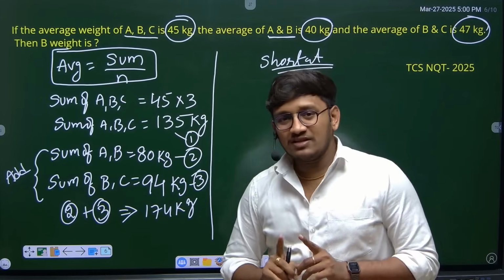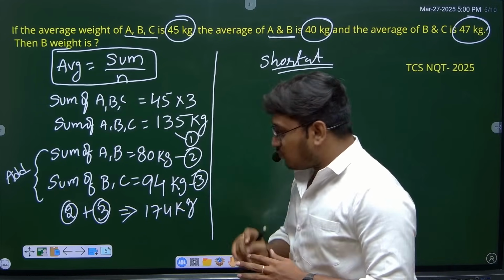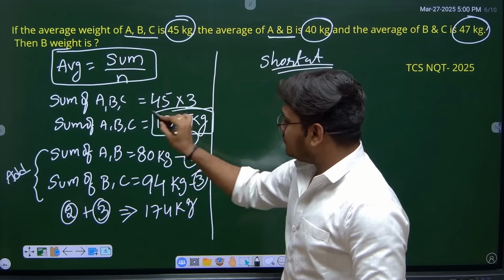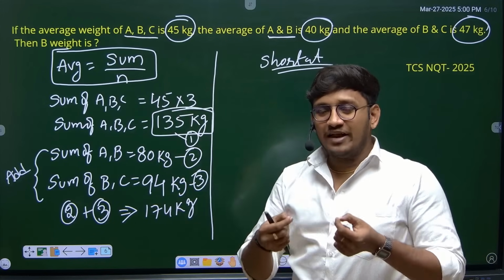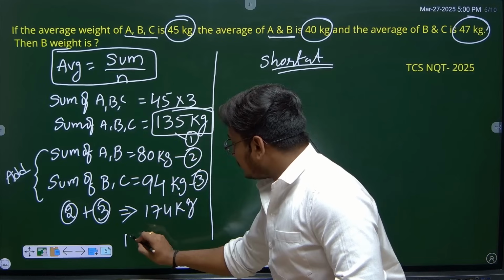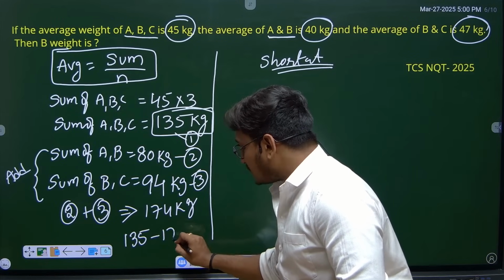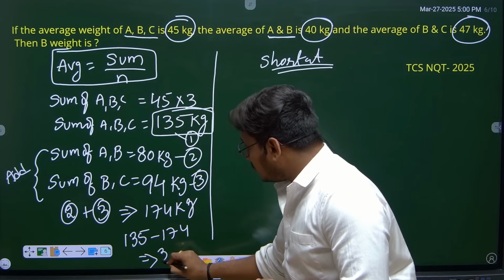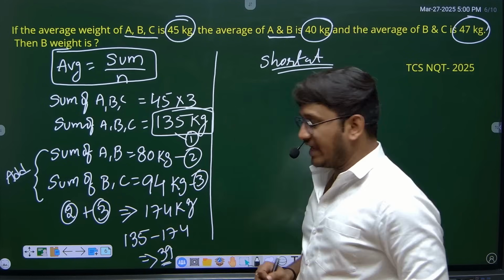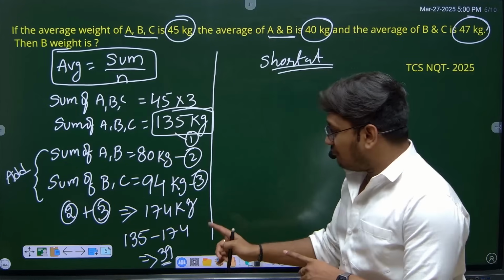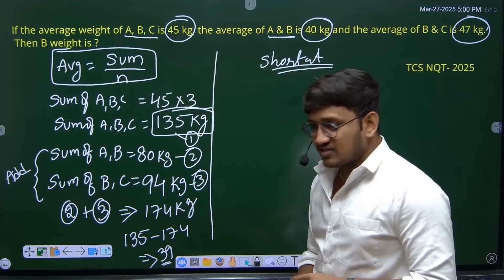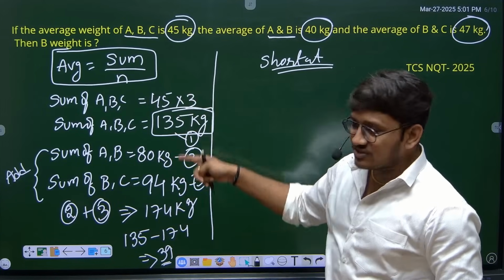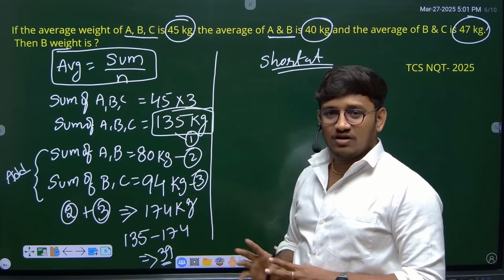Yeah, 174 kgs. Now this 174 kgs, if you subtract from the total value, you will get to know the weight of B. So 174 minus 135, which is equal to 39. So 39 will be the final answer, I mean the weight of B. That's it. Now if you observe, see how many steps we took to solve this question.